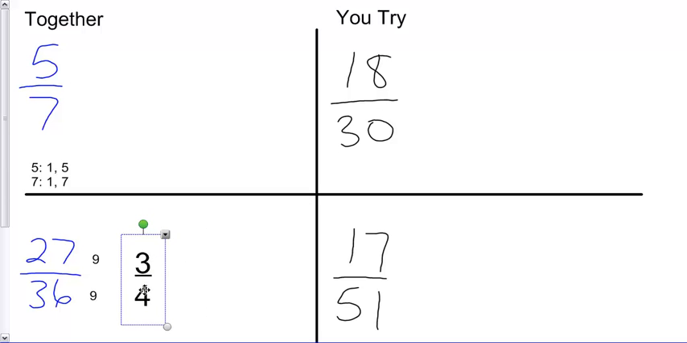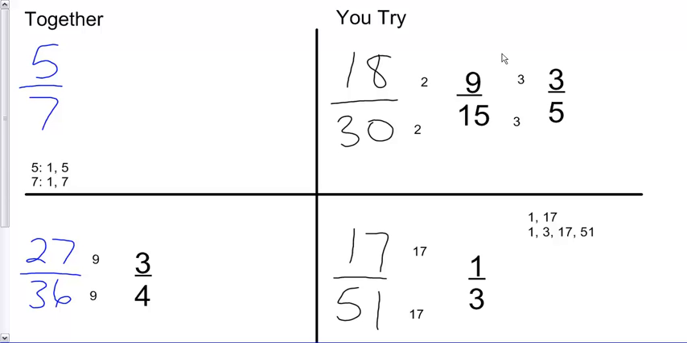So my answer is 3/4 because I divided both by 9. Now, could I have divided both by 3? Yeah, and I would have come up with 9/12. So then I would divide it by 3 again, and get the same thing. All right, so I want you to try 18 over 30, and I want you to try 17 over 51. Good luck. So here's what I got for answers.